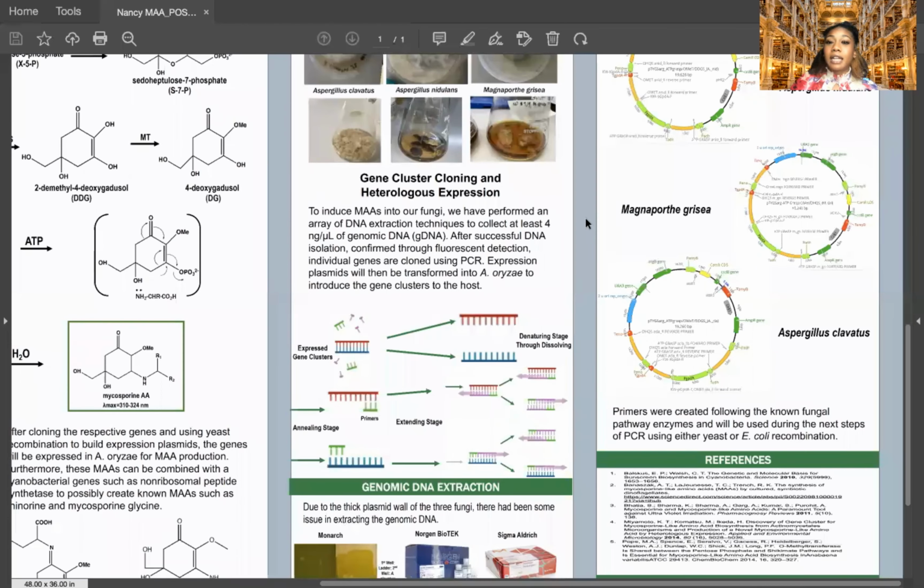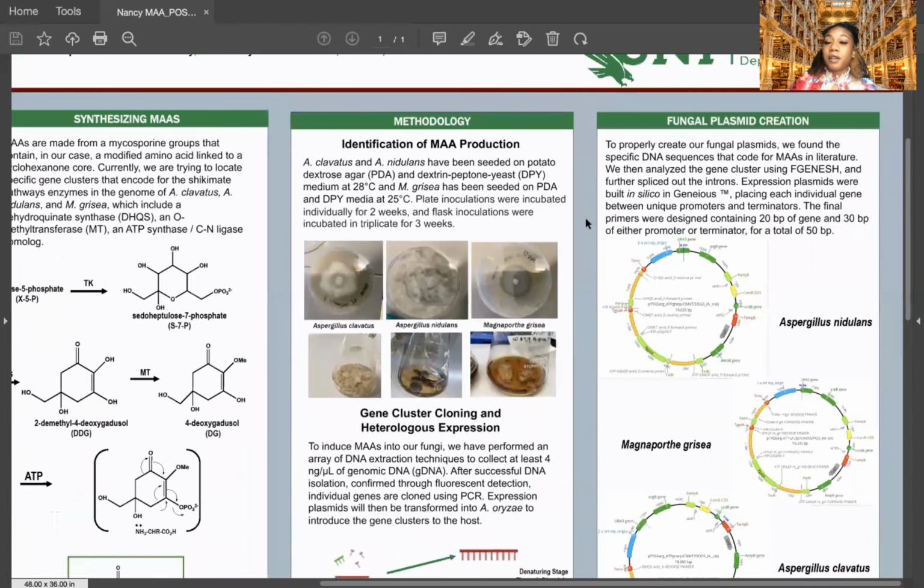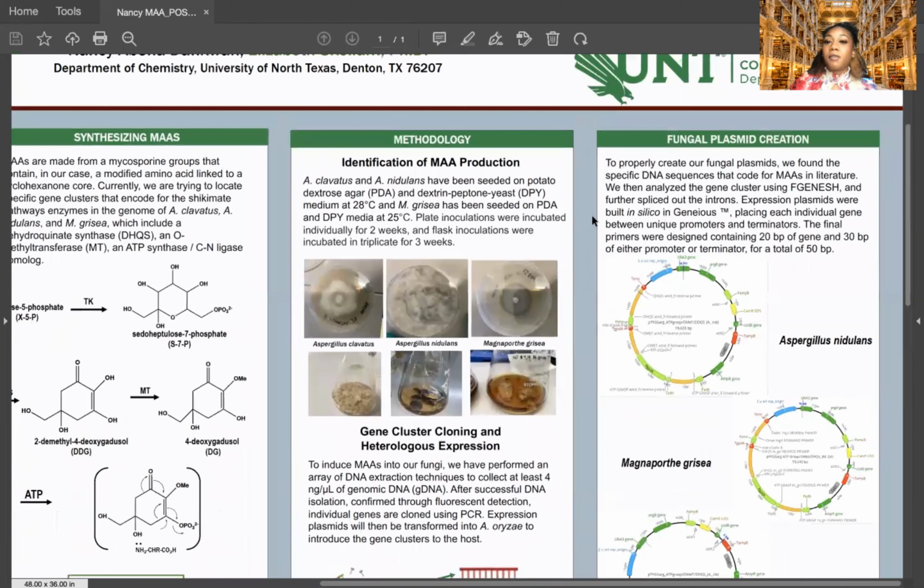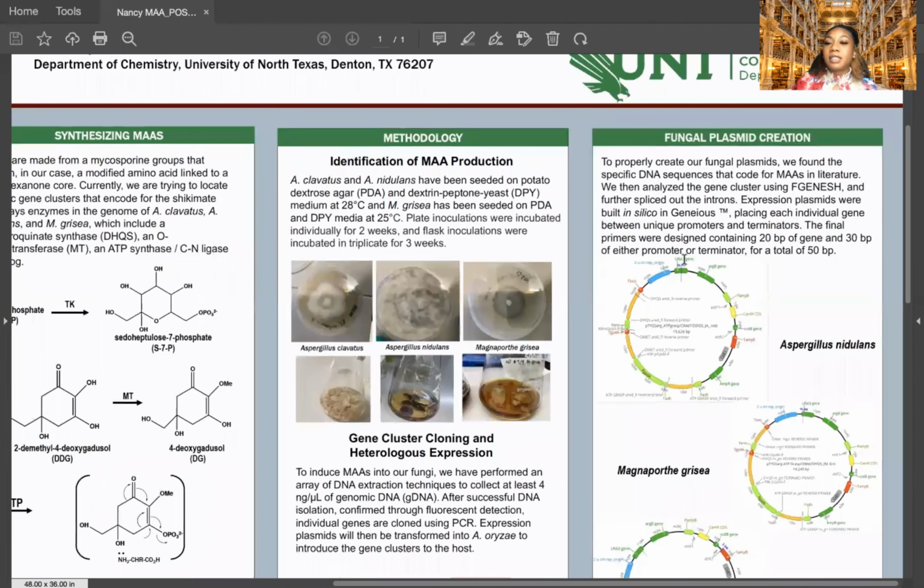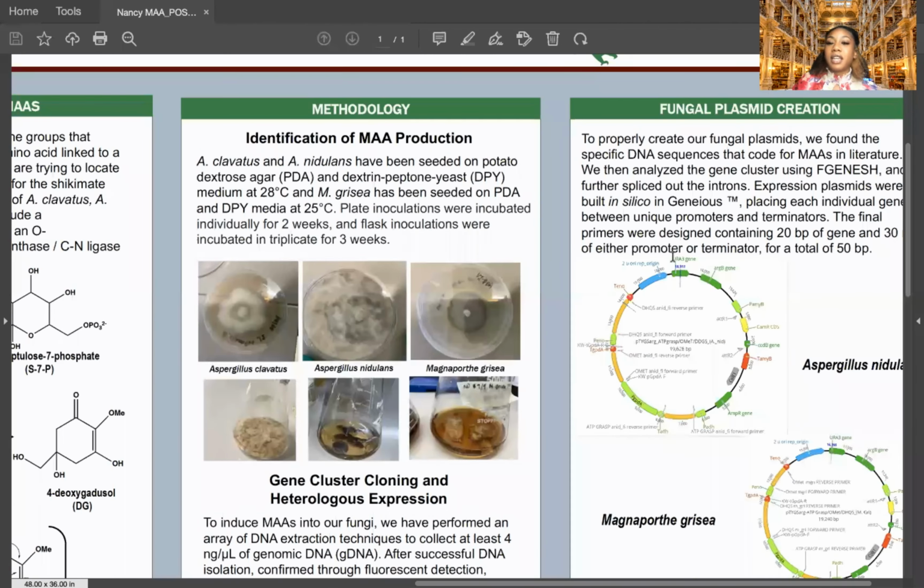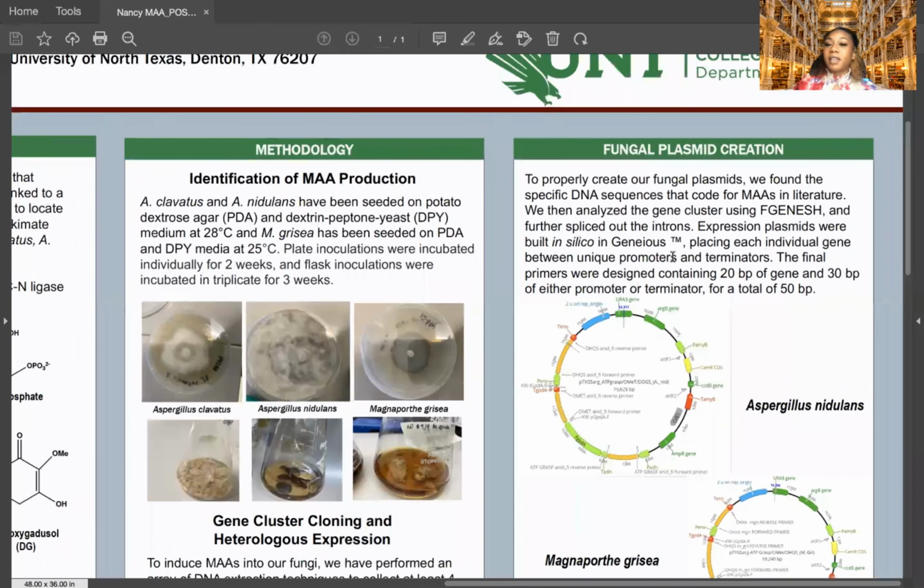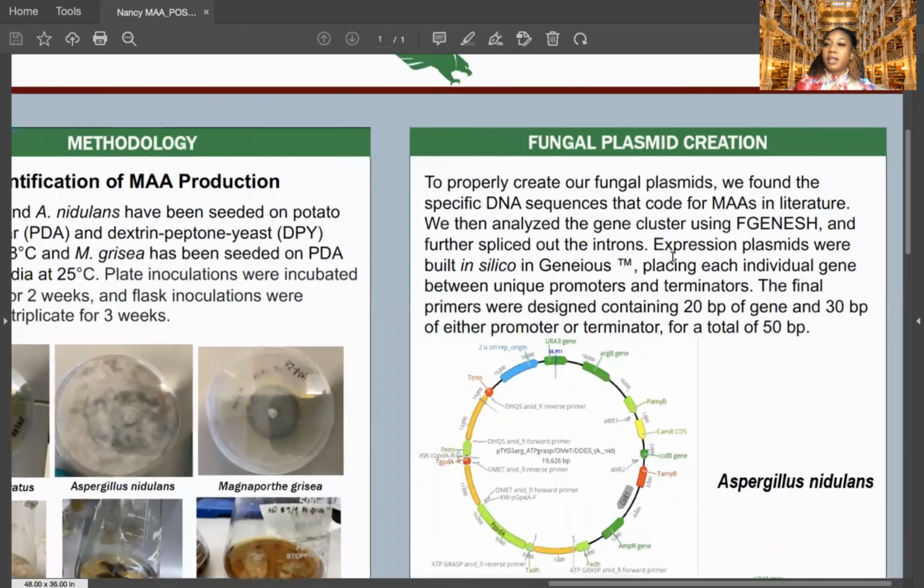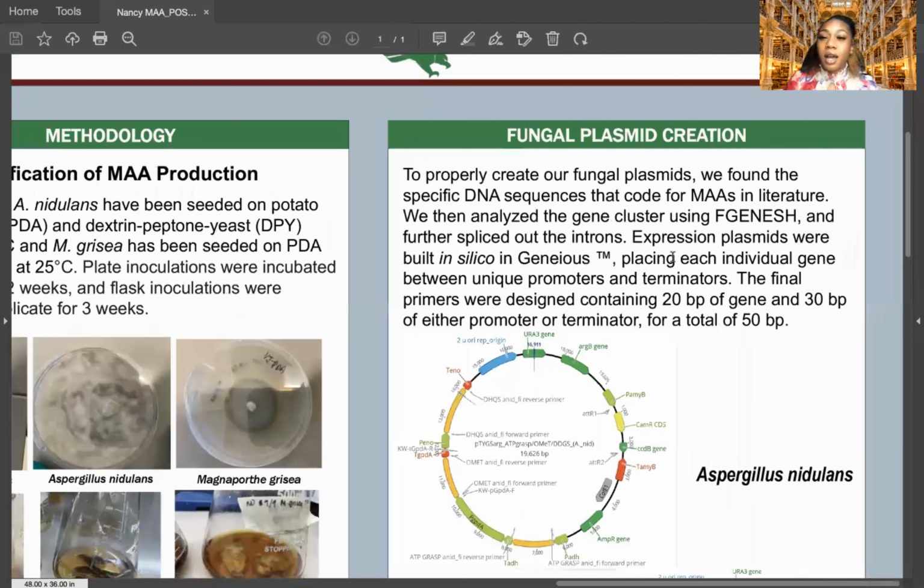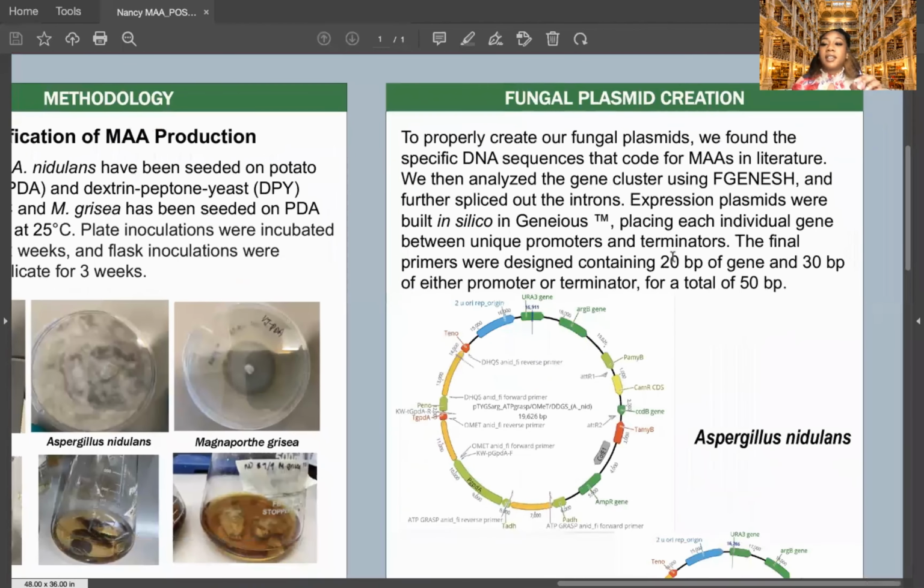To actually create the primers that we are using for our PCR, we found the specific DNA sequences that code for our MIAs in literature for each of our fungi. We then analyzed the gene clusters using FGENESH and spliced out any of the introns located in them so that they didn't interfere with the genetic code that will be used in the yeast recombination phase. The expression plasmids were then built in silico in Geneious, placing each of the individual genes between unique promoters and terminators.